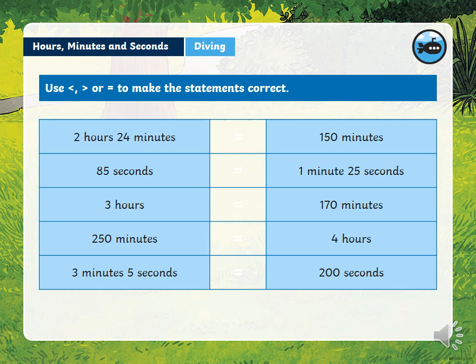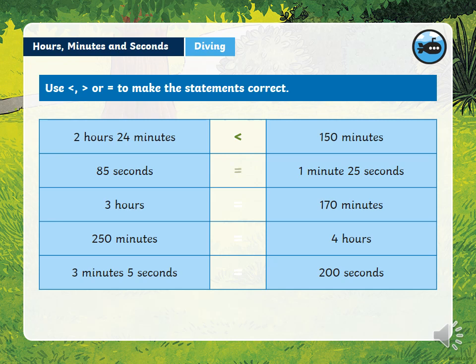Okay, so let's go through the answers now. So 150 minutes, so 2 hours and 24 minutes. So 2 hours equals 60 plus 60, which is 120. Plus 24 gives us 144, which is less than 150 minutes.